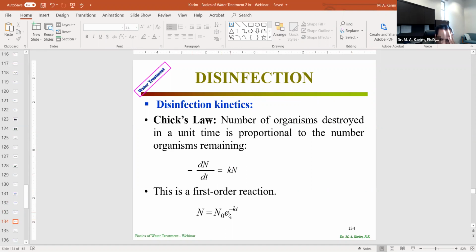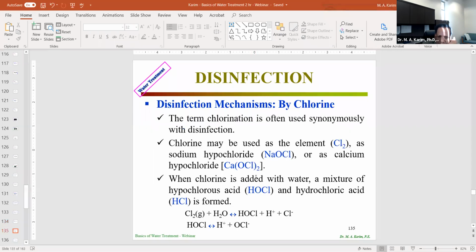So the first order reaction is N equals N0 e to the minus kt. From here, if I know this amount and I want this amount to go almost to 0, then definitely I know what my time would be, right? How long it will take, or what is the rate of kill per unit time, how much I have to kill, or things like that.